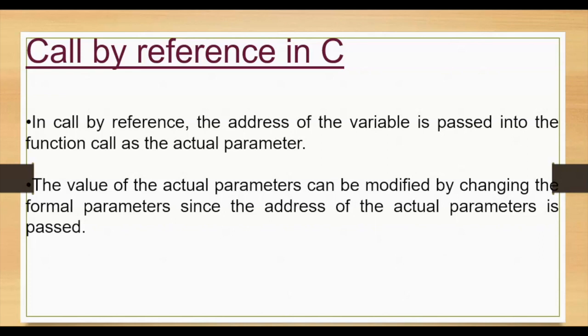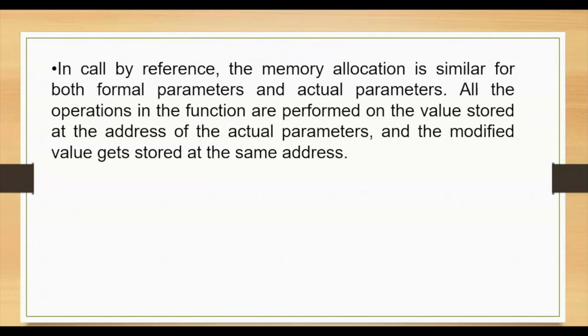The second point is that the value of the actual parameters can be modified by changing the formal parameters, since the address of the actual parameter is passed. We pass the address of the actual parameter to the formal parameter. Both the actual parameter and the formal parameter point to the same address location. So whenever we make changes to the formal parameters, the actual parameter is also changed. That is the important point in call by reference.